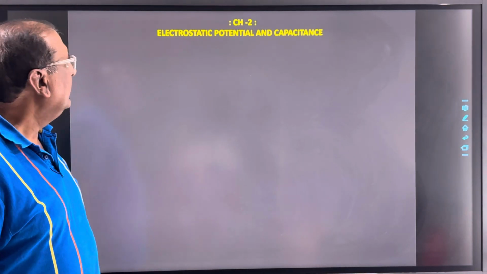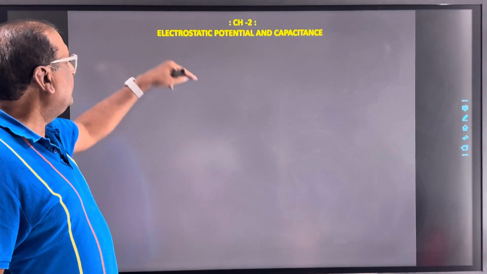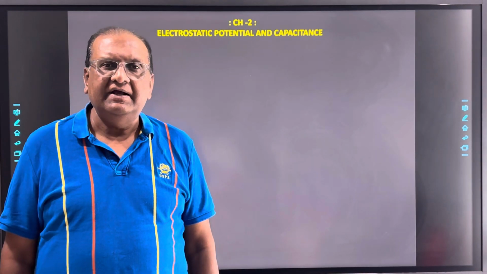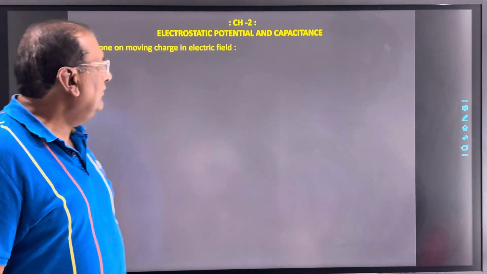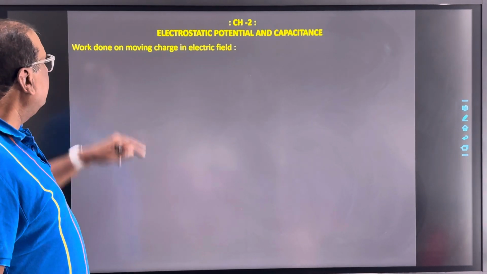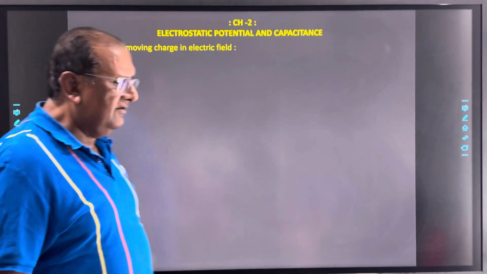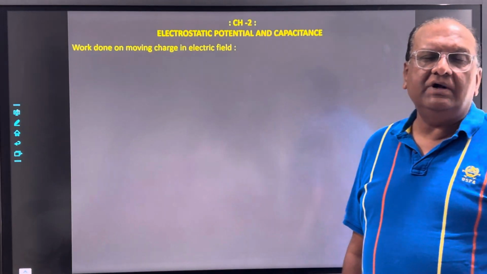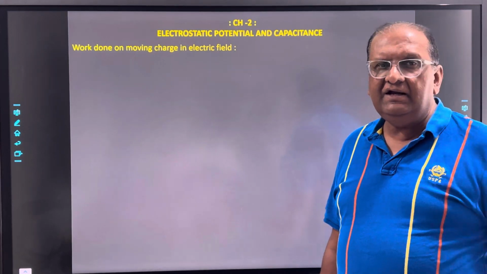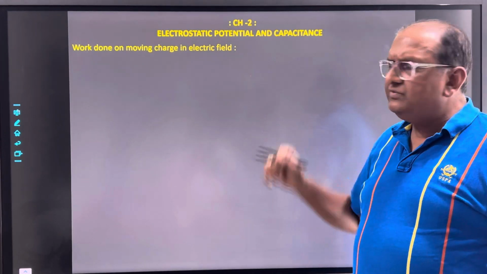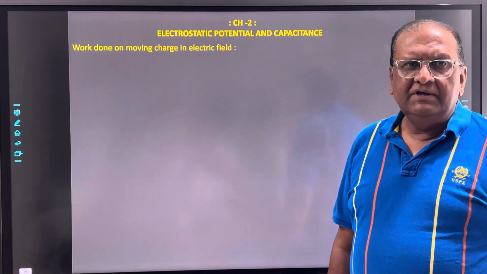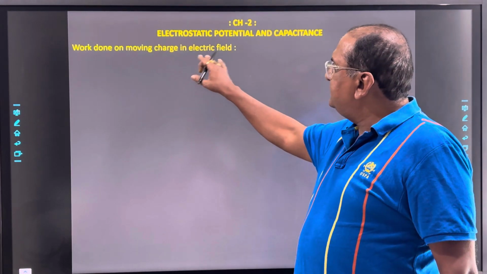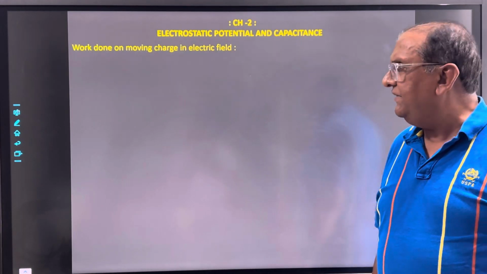Dear students, now let's start chapter 2, standard 12, electrostatic potential and capacitance. Now, first topic, work done on moving charge in electric field. Now actually this particular topic is not given to you in the text in detail, but this is a very important thing. So let's discuss it first.